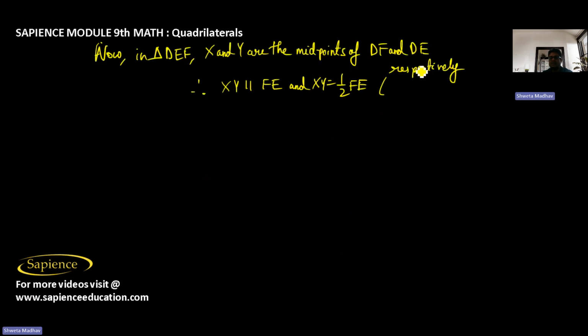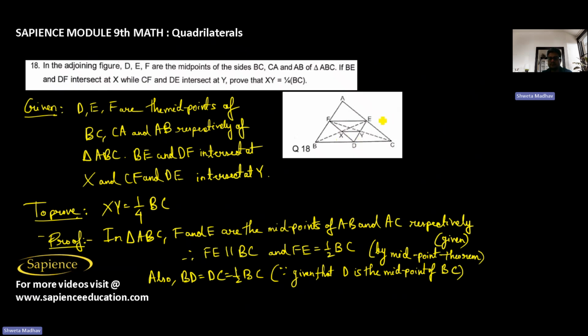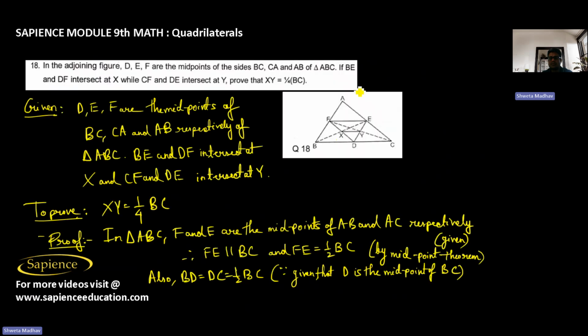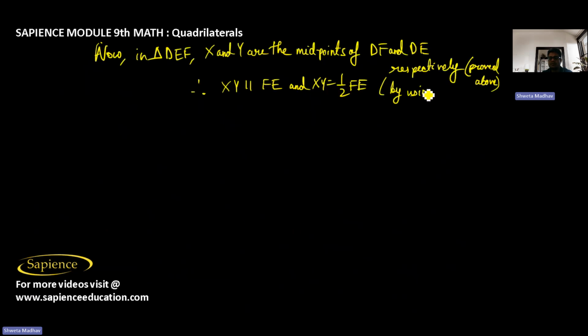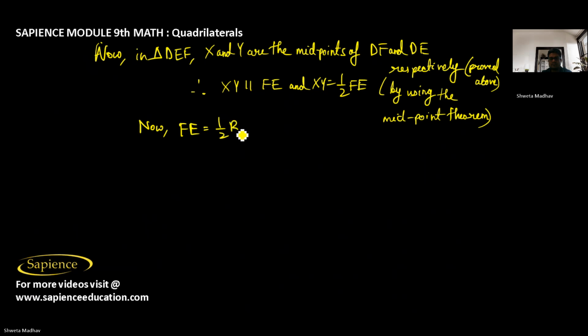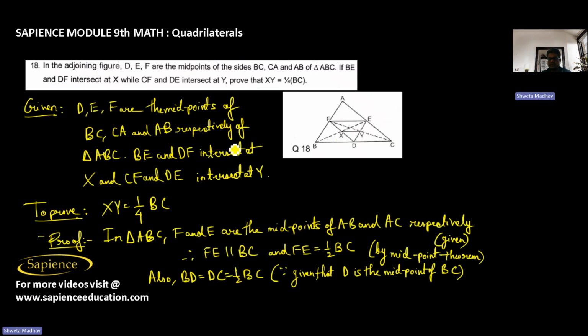The reason is, since it is proved above that X and Y are the midpoints of DF and DE, XY is parallel to FE and XY is equal to half of FE by using the midpoint theorem. So now FE is equal to half of BC.